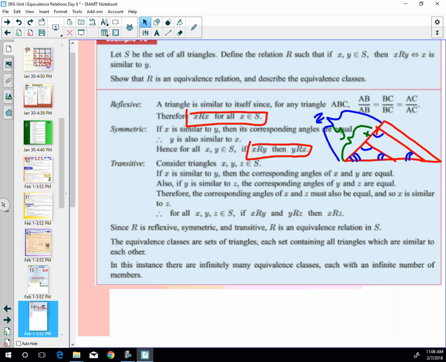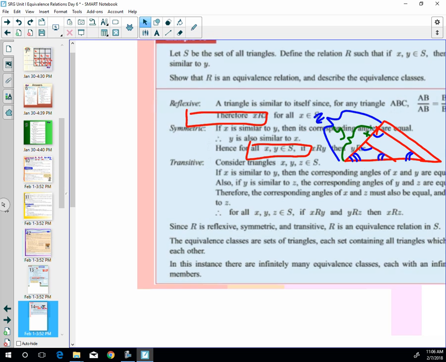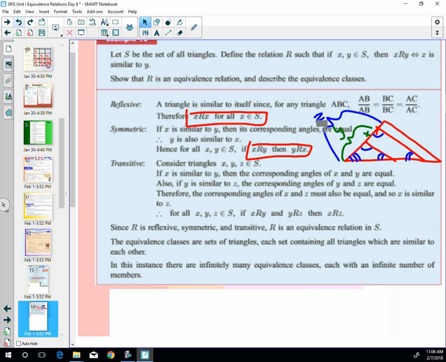For the equivalence classes, if I changed any angle on this, I'll get a whole other set of triangles. So they said the equivalence classes are the set of triangles. Thank you, smartboard. It's a set of triangles where they're similar to each other. And then there's an infinite number of classes that you would have.